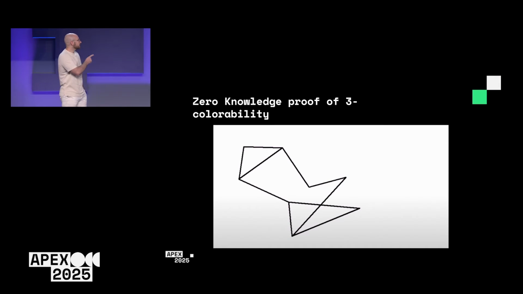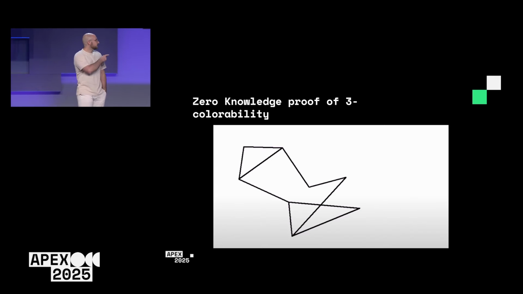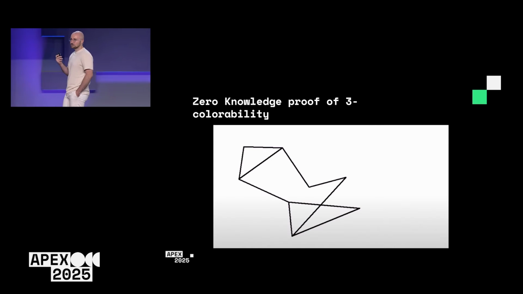OK, a little example. This is what we call the three-colorability problem. It's a problem encountered by geographers when they want to draw a map and they don't want to have two adjacent countries with the same color, for readability reasons, of course. This is a really complex problem to solve with mathematics, and it's even harder to find a solution. So today, I will prove to you that I have a solution to this problem without revealing it.